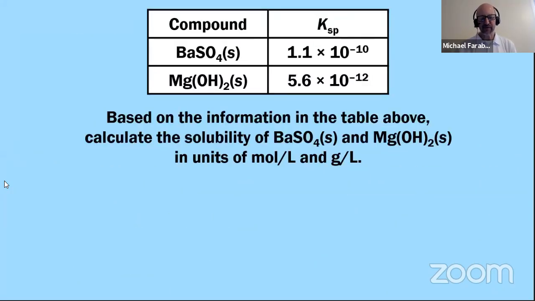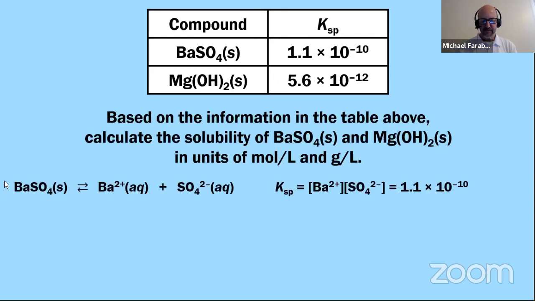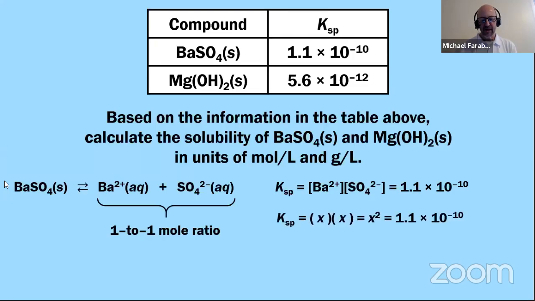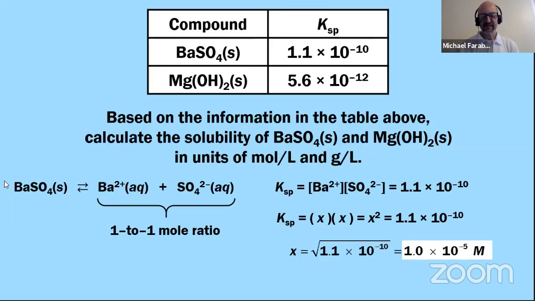All right, moving along to another situation where we can calculate. I have barium sulfate and magnesium hydroxide. We're going to calculate the molarity and also the grams per liter. So if you have your periodic table handy, it might be a good idea to calculate the molar mass of both barium sulfate, BaSO4, and magnesium hydroxide, Mg(OH)2, because you'll need a molar mass to go from moles to grams. All right, so I have my barium sulfate, x and x, 1-to-1 mole ratio. Square root of the Ksp gives me 1 times 10 to the negative 5. That's my solubility in terms of moles per liter.